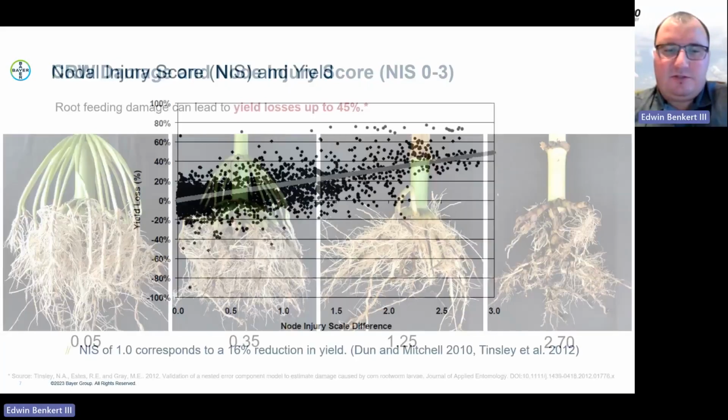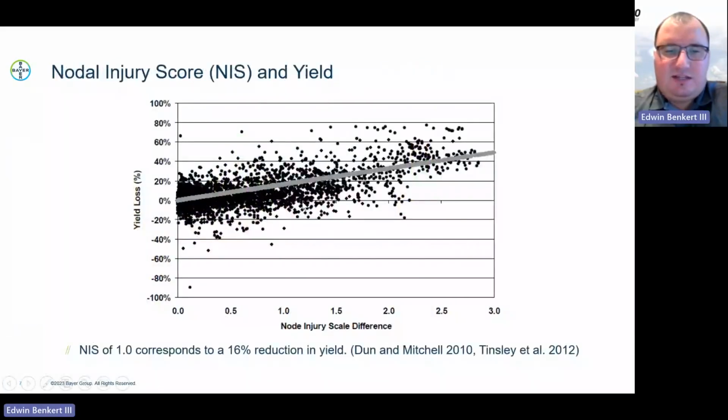And so universities in the States and elsewhere have found that a score of 1 on that 0 to 3 scale is going to correspond to about a 16% reduction in yield. A 2 is about 30, and a 3 is 45%. So that's where they're getting that 45% number.